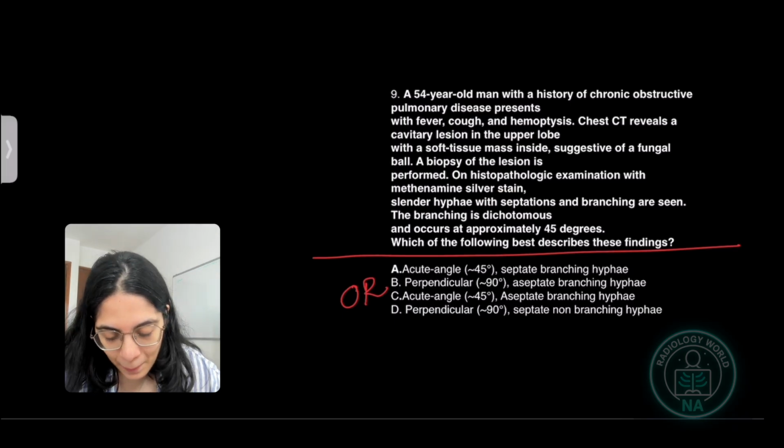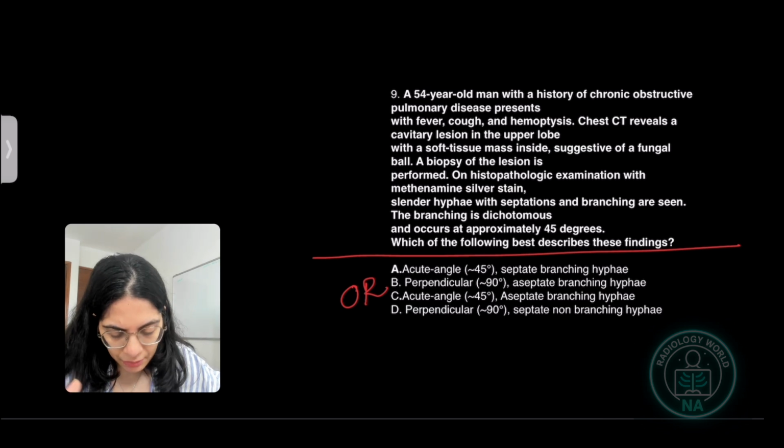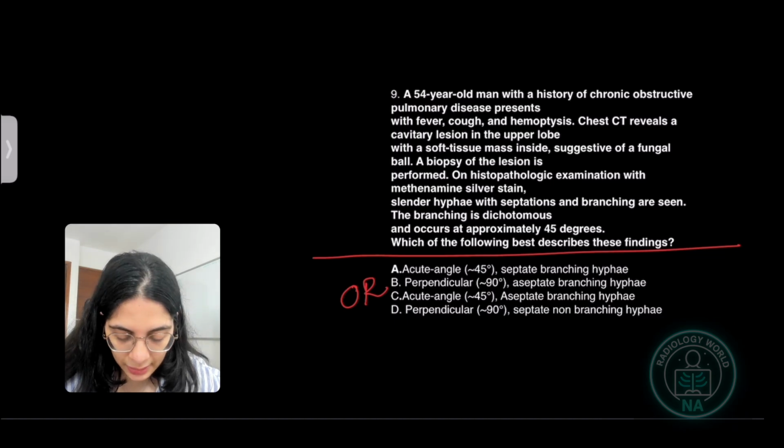A 54-year-old man presents with history of COPD, presents with fever, cough and hemoptysis. Chest CT reveals a cavitary lesion in the upper lobe with a soft tissue mass inside, suggestive of a fungal ball. So we know that the patient has a history of COPD, there is some cavity present, and they have told us it's a fungal ball. A biopsy is performed. We do a methenamine silver stain, which is commonly used, and you can be asked what stain is used: methenamine silver staining, for staining these fungal elements and fungal organisms.